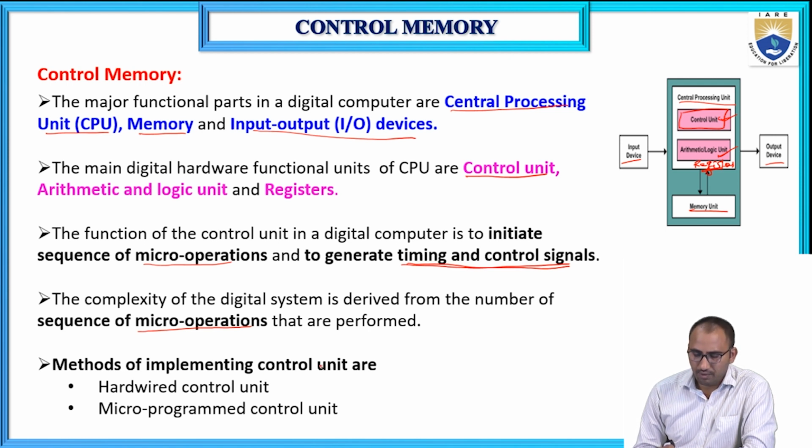The methods of implementing the control unit are hardware control unit and microprogrammed control unit. We have already seen the functioning of the control unit. This control unit we can implement in two ways. The first one is the hardware control unit, and the second one is the microprogrammed control unit. We will see what a hardware control unit and a microprogrammed control unit are.